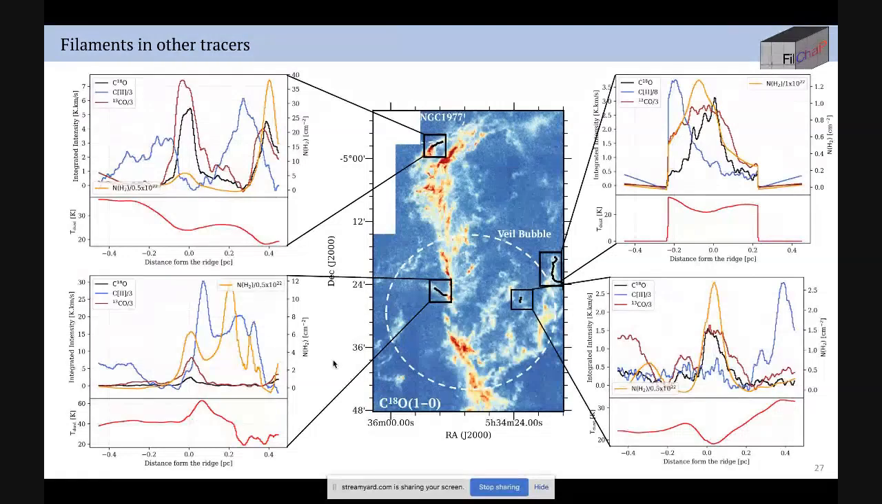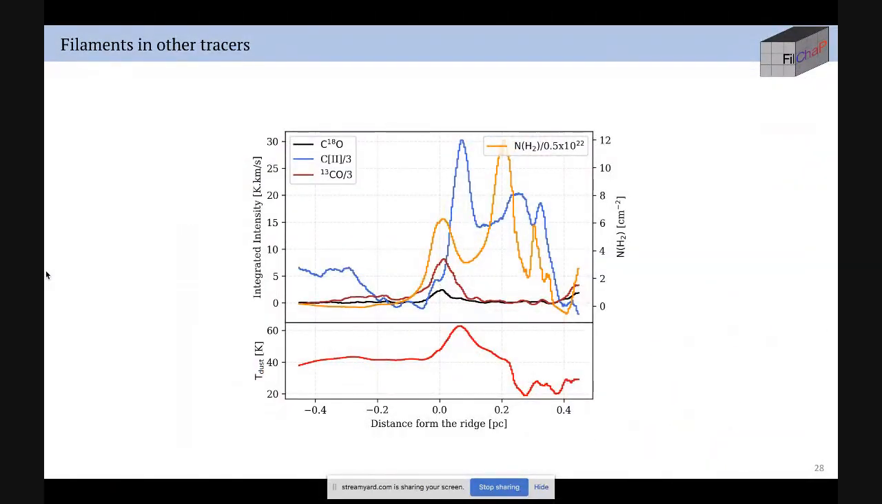But if you look at the other filaments, they look more or less the same. So whenever a filament is facing a source of feedback, the C plus increases along with an increase in the dust temperature. So we also have interesting cases such as this particular filament at the edge of the NGC 1977 bubble, where our molecular gas is embedded within an ionized envelope. So we went ahead and characterized this particular layering just by calculating the physical distances between the ionized gas peak and the C18O peak.